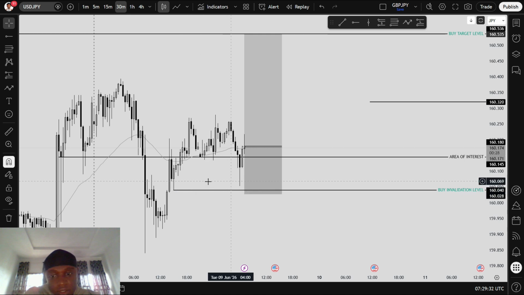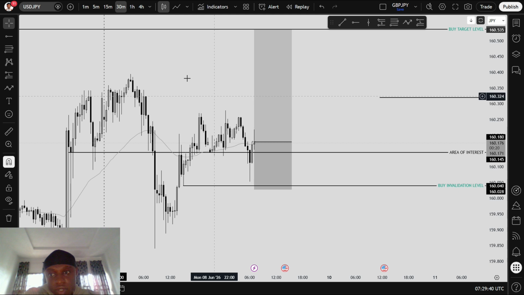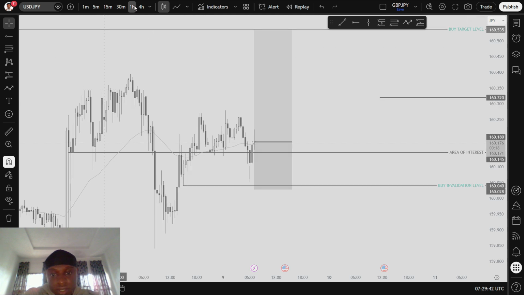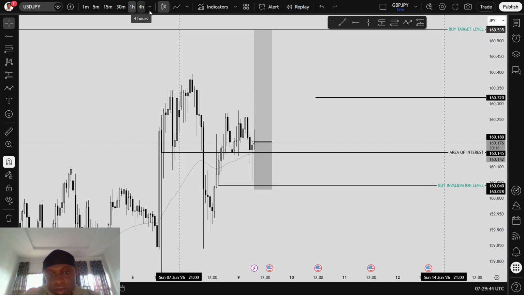I wouldn't have taken this buy setup, but it didn't take it out. So price is still respecting this level. You understand? And another confluence I use to validate this level is my 50 EMA. When the 50 EMA aligns there, I know that it's a solid level to trade on.